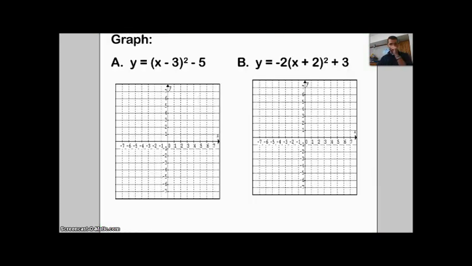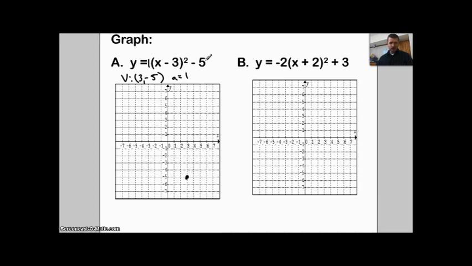All right, so again, we got vertex form here. Let's just review. The inside number is always the x value, but opposite. It's really wherever this equals 0. So it equals 0 at 3. My vertex here is going to be positive 3 comma negative 5. And a is going to equal whatever's in front of the x. In this case, it's 1. So let's go to our vertex, 3 comma negative 5.